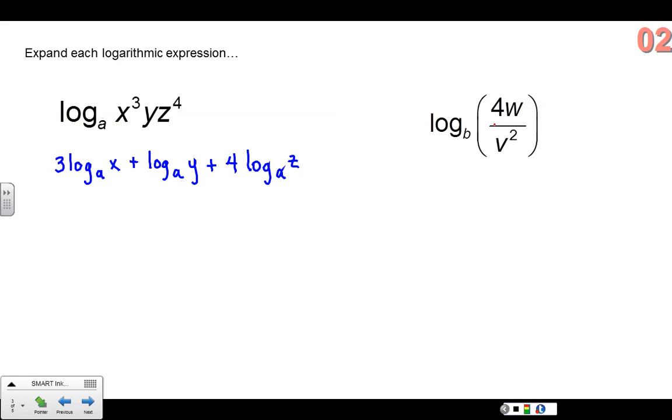Likewise, log base b of 4w over v squared. Now in this we have 4 times w in the top, so those can be separated with addition. And then v squared in the bottom can be separated since it's being divided, it can be separated with subtraction, as well as the power of 2 could be pulled out front. So this expansion would be, let's see, that's wrong, excuse me. For the first part, log base b of 4 plus log base b of w minus 2 out front log base b of v.